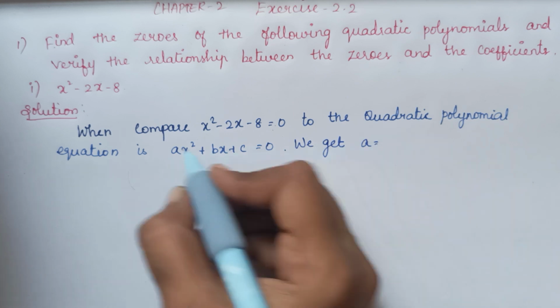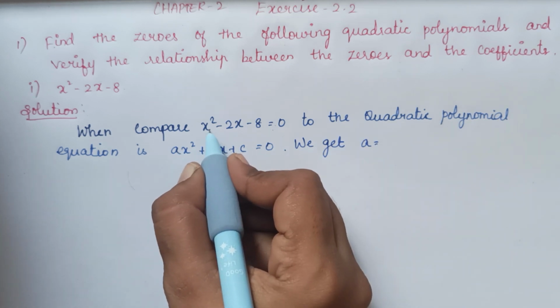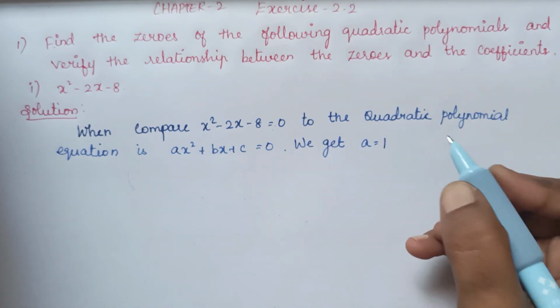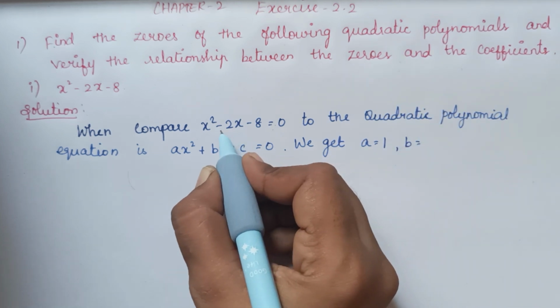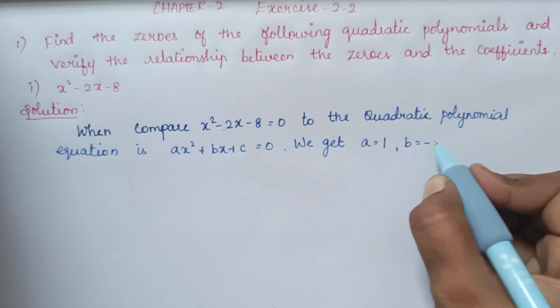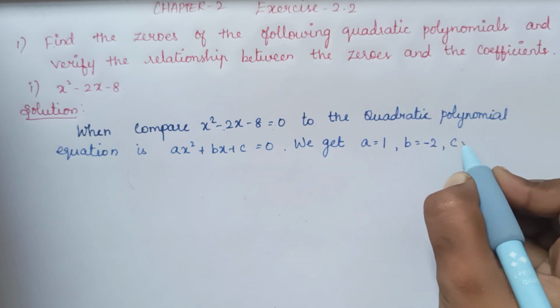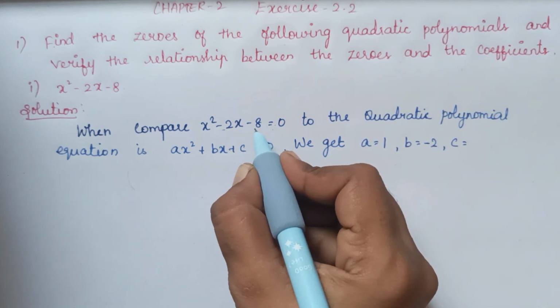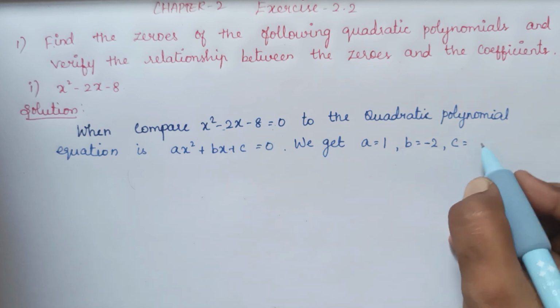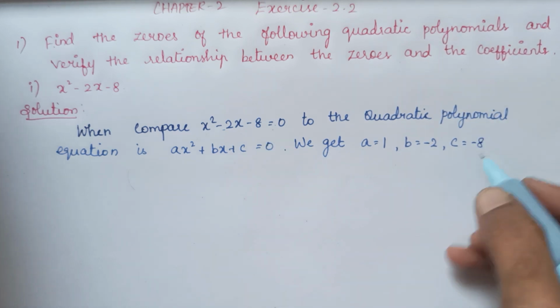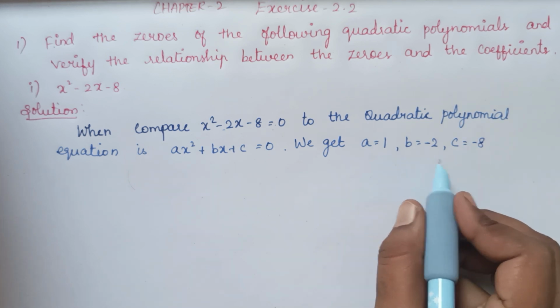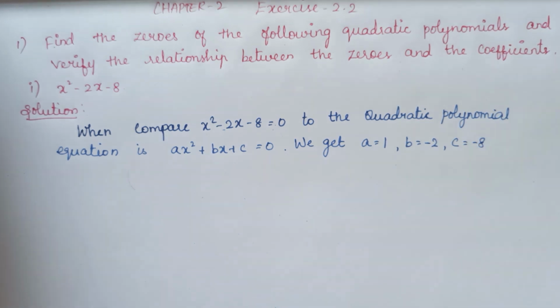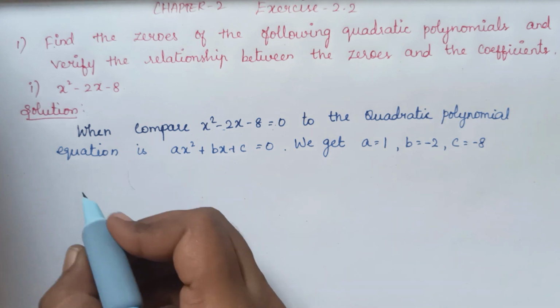a is equal to the coefficient of x square, which is 1. Then b is equal to the coefficient of x, which is minus 2. Then c is equal to the constant term, which is minus 8. So when compared to this equation, we found the values of a, b and c. Now get into the sum.